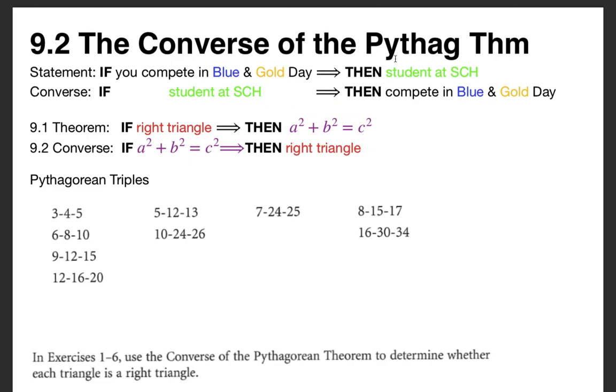The converse of the Pythagorean theorem. So here's 9.1, the theorem that we talked about yesterday. If it's a right triangle, then you know that the equation a squared plus b squared is equal to c squared. So it's natural to wonder whether or not 9.2, the converse, is also true. If you switch it around, then you get: if the lengths of the triangle satisfy a squared plus b squared equals c squared, then it's a right triangle. You might assume that it is, but we can't always assume that a converse is true, like we see up here.